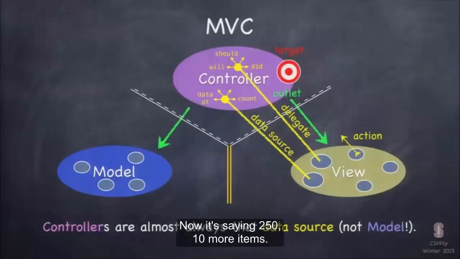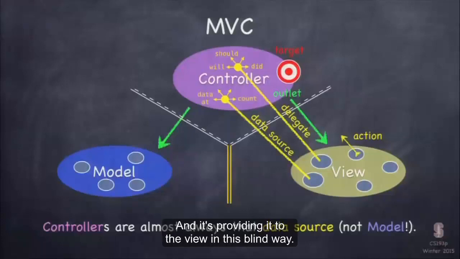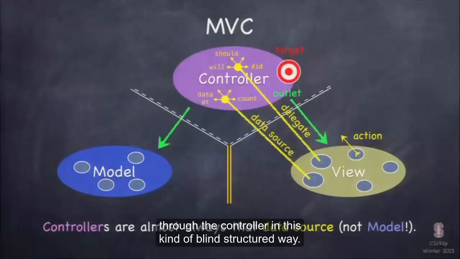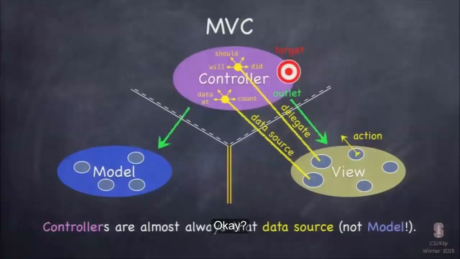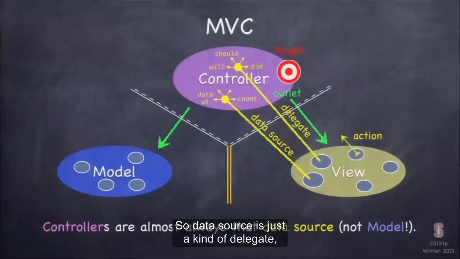And then you flick down some more. Now it's saying 250, 10 more items. And so the controller is going back to the model and saying, give me more data, and it's providing it to the view in this blind way. So you see how the view is getting data from the model through the controller in this kind of blind, structured way. That makes sense to everybody? So data source is just a kind of delegate. It's a specific kind of delegate for getting data.